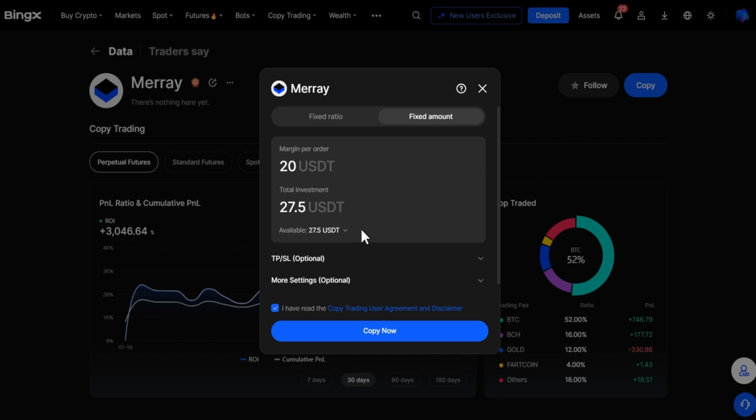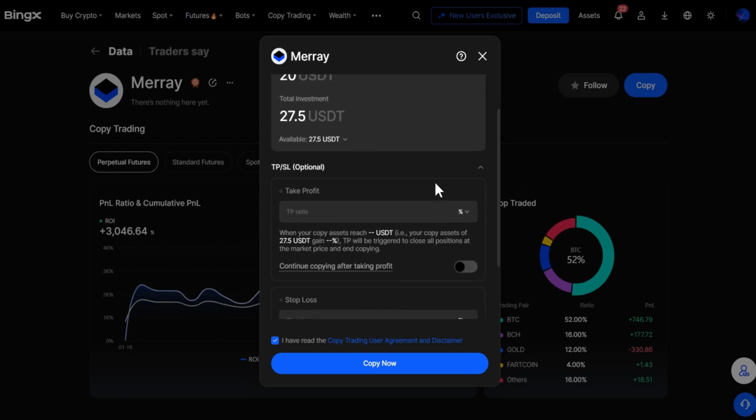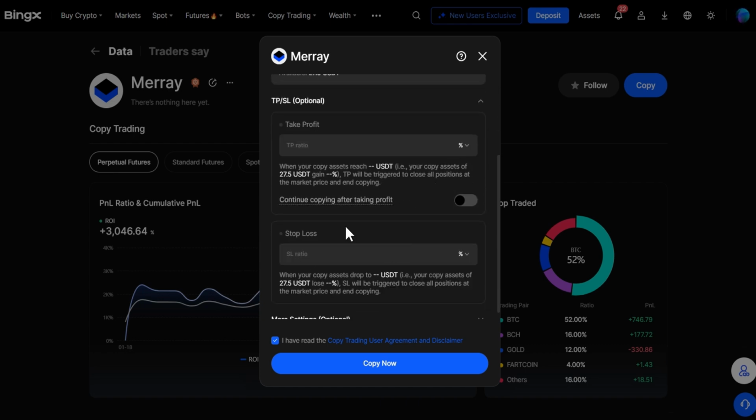Next, you can enable take profit and stop loss for your copy trades. You can set a take profit in which you will set a percentage or dollar amount where your position will automatically close to lock in gains. For example, if you set 20% take profit and your trade goes up 20%, it will automatically close.